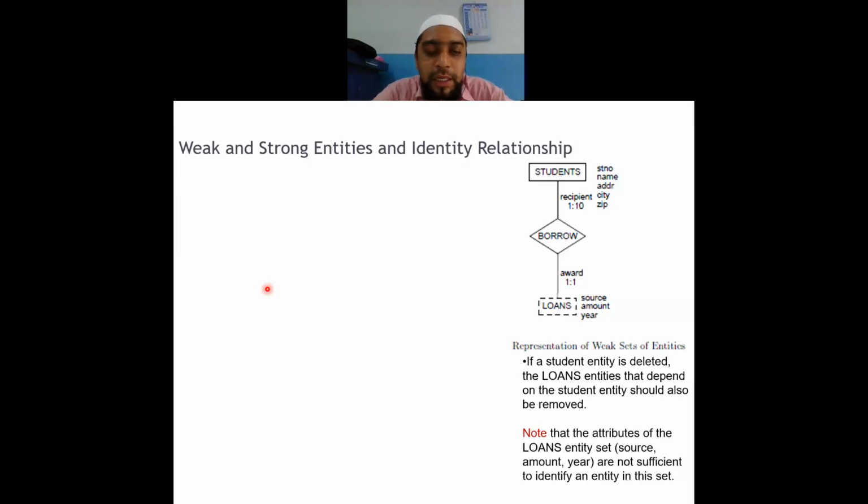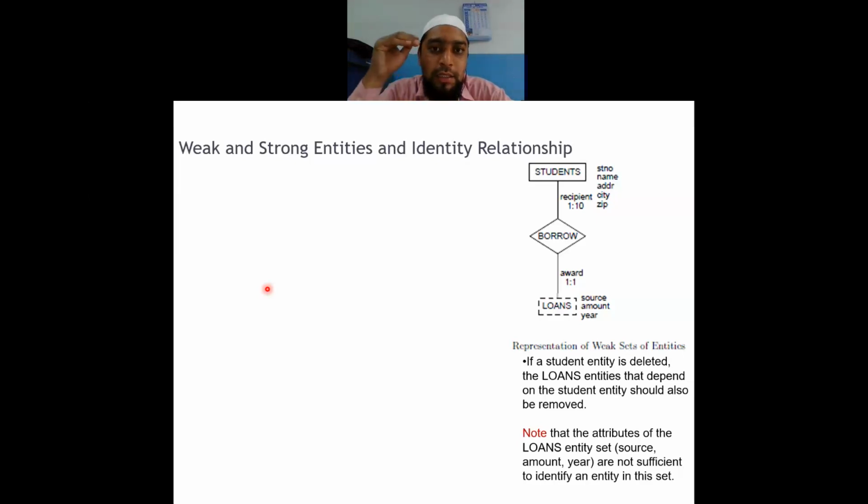Similarly, if an entity set is not dependent on any other entity set for its existence, then it is called a strong entity set. If an entity set is depending on another entity set for its existence, then it is called a weak entity set. Now, when it comes to relationship sets, we have said that there are 4 categories of relationships: one to one, one to many, many to one, and many to many. But here, I will say 2 types of relationships. One is normal relationship, another is identity relationship. Normal relationship is just whatever we have learned till now.